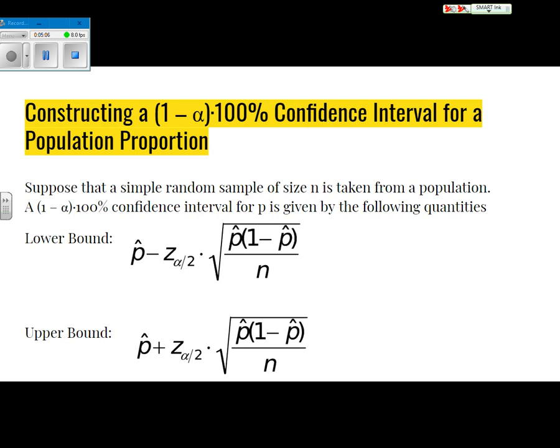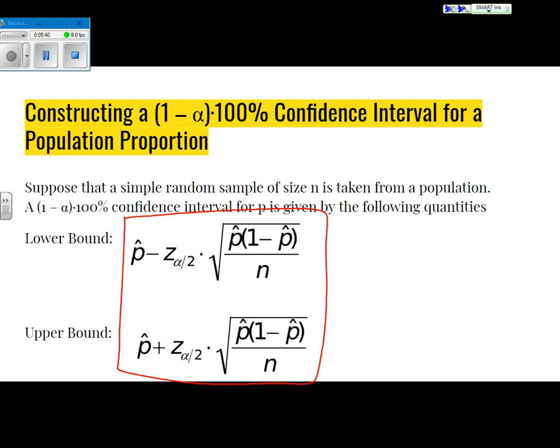Okay, if we come back to school, you can definitely expect to see this written on the board. I know it's on the formula sheet that SEMO gives for the final, so nothing I'm wanting you to memorize right there. Rather, just know how to use it. So it says, suppose that a simple random sample of size n is taken from a population, then a whatever percent confidence interval for the population p is given by the following quantities.